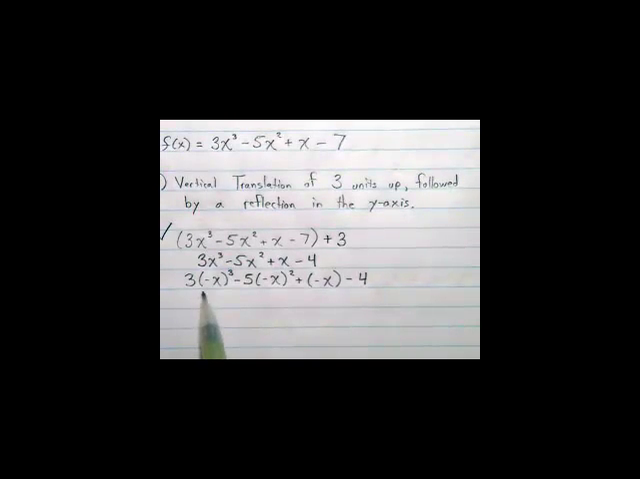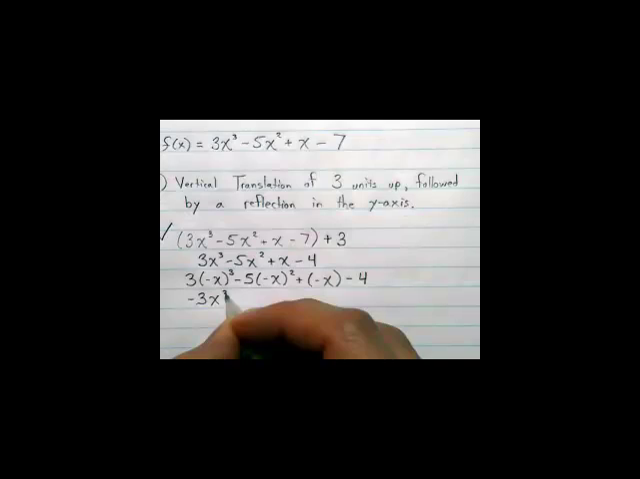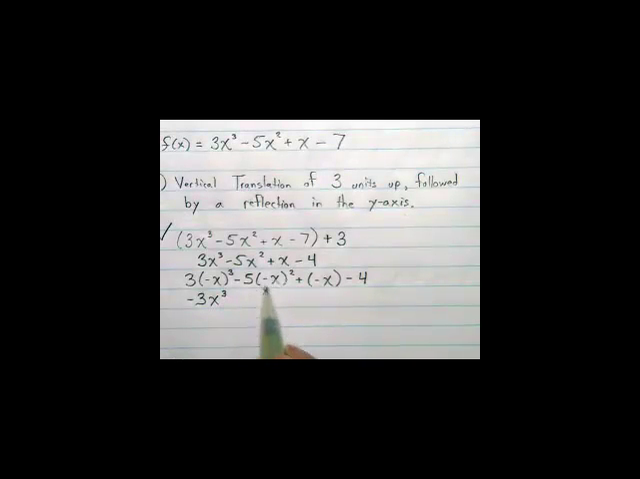Okay, so let's go through. We got to think about how powers affect negatives here. If I have negative x to the third, think about negative x times negative x times negative x. It would be negative by the time you're done, right? Because you've multiplied a negative 3 times. So that negative I can pull out onto this 3 then. So it's negative 3x to the third. Now this negative x, I'm squaring. What's going to happen with that?